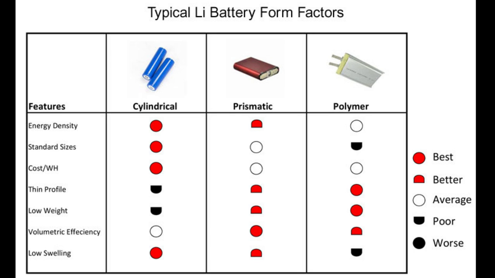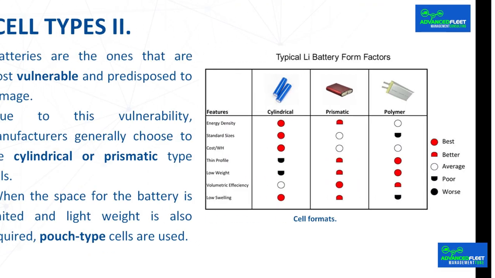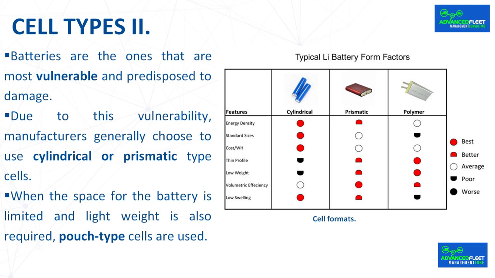When the space for the battery is limited and lightweight is also required, pouch-type cells are used, which are only covered by a polymer and aluminum film.